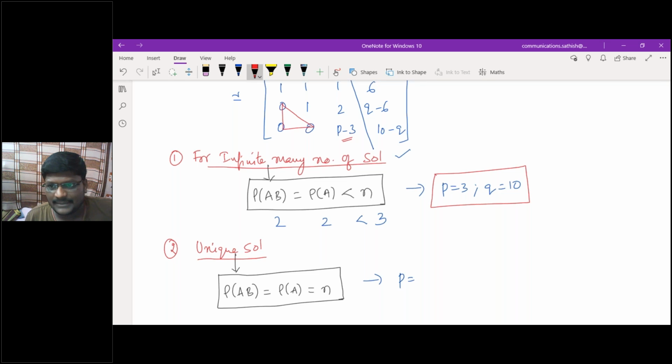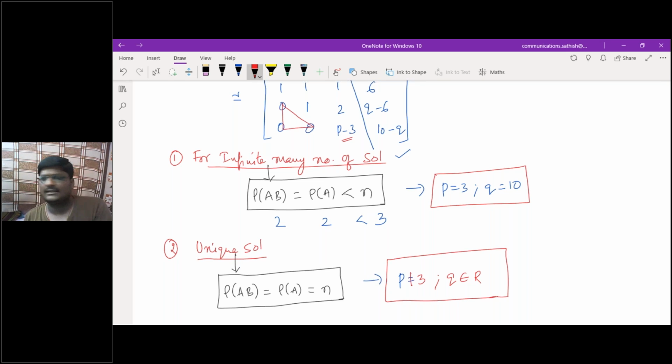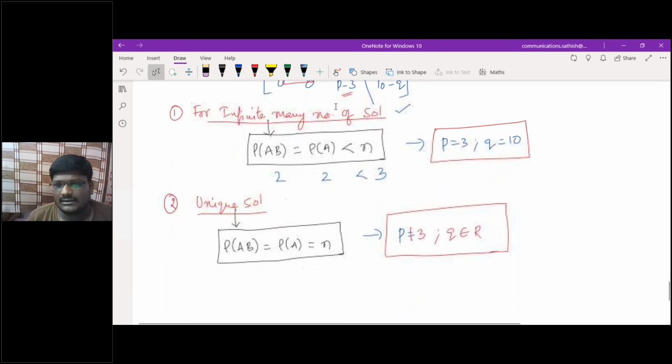So what I'm trying to tell you is P is not equal to 3 and Q may be any real value. Shall I write like that? Q, if you keep that 0 also, if you make this element 0 also, that doesn't affect here. Am I correct or wrong? I'm not getting the response from you guys.